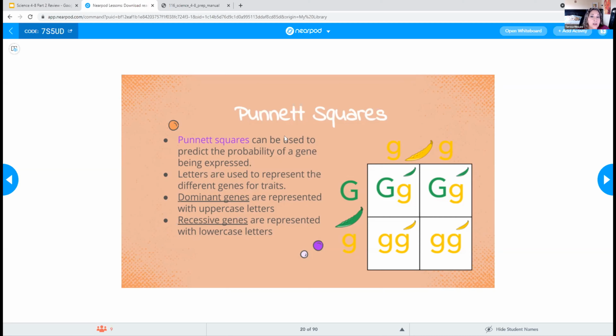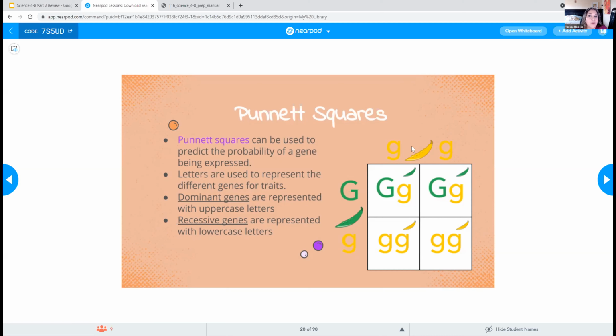With Punnett squares, we use uppercase and lowercase letters to represent dominant and recessive genes. Dominant genes, the strong ones, the big ones, are uppercase letters. Recessive genes are lowercase letters. So for example, in this case, I have a pea plant that is heterozygous, meaning that the genes are different: we have a dominant and a recessive gene. So one parent is heterozygous for green pea pods, and on this side, I have a parent that is homozygous recessive for yellow pea pods.